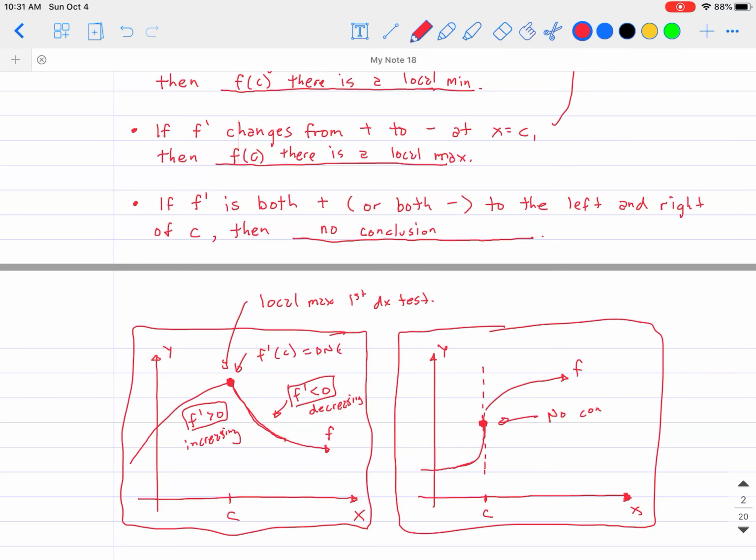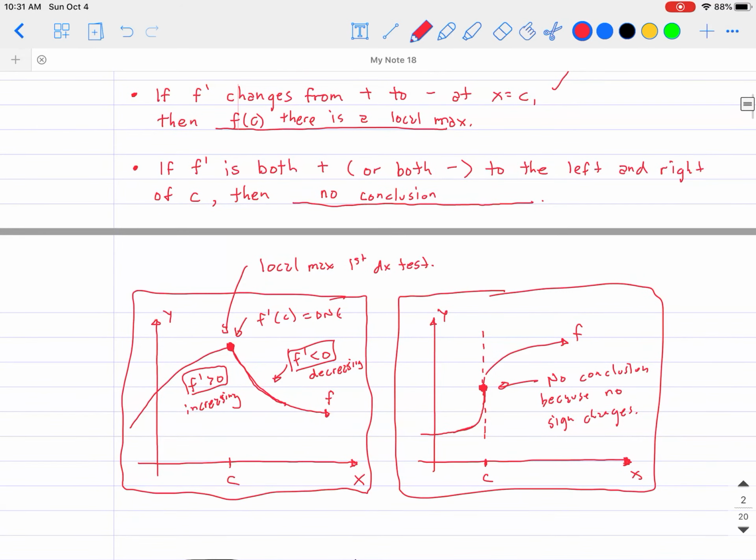Okay, all right. Whereas this guy right here, as we said, there's going to be no conclusion because there are no sign changes.